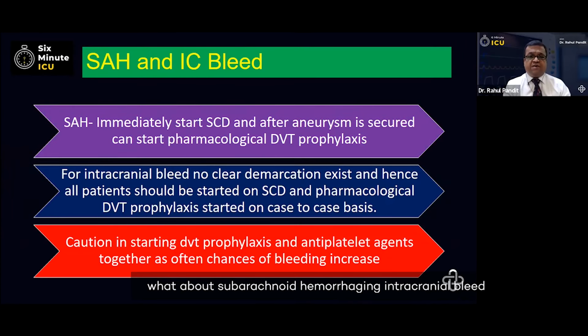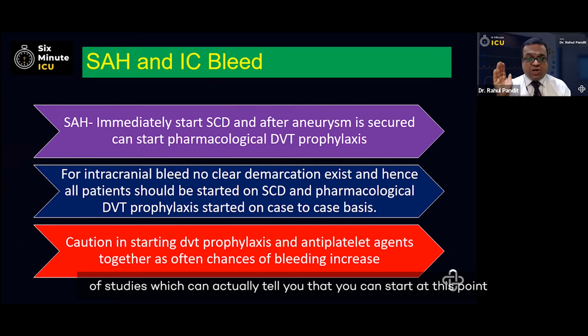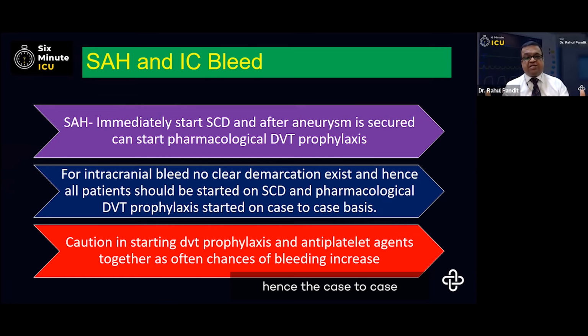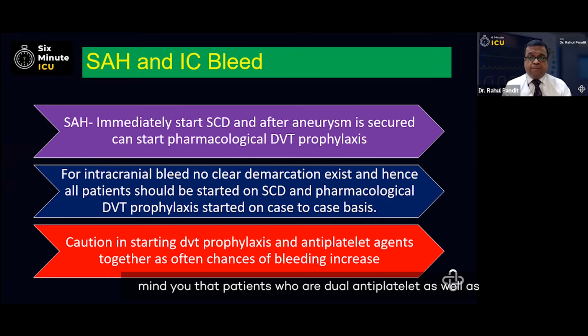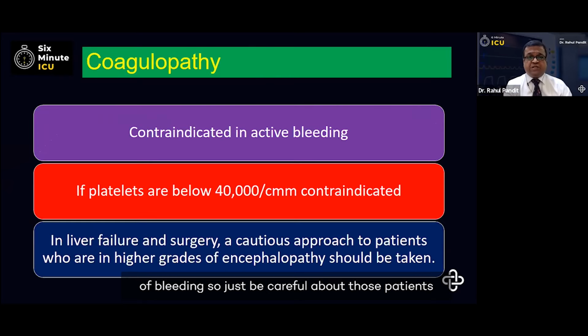What about subarachnoid hemorrhage and intracranial bleed? In subarachnoid hemorrhage, as soon as the aneurysm is clipped, you are safe to start pharmacological DVT prophylaxis. For intracranial hemorrhage, unfortunately, there is no clear demarcation or studies which can actually tell you that you can start it at this point. Hence, a case-to-case understanding has to be taken up on these patients. Mind you, patients who are on dual antiplatelet and also receive DVT prophylaxis stand a very high chance of bleeding. So just be careful about those patients.